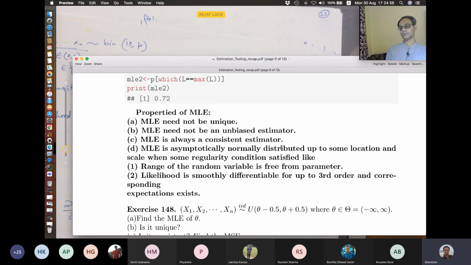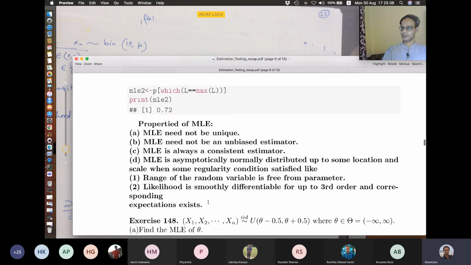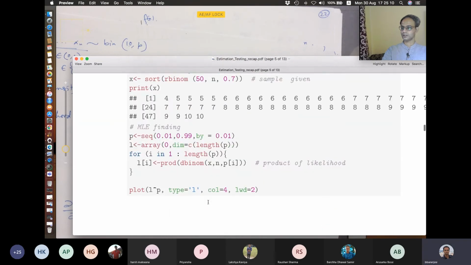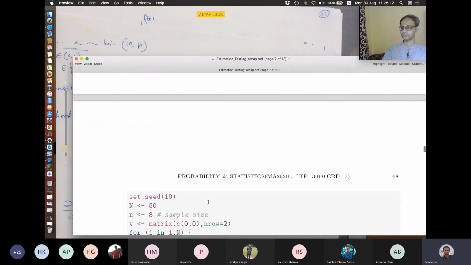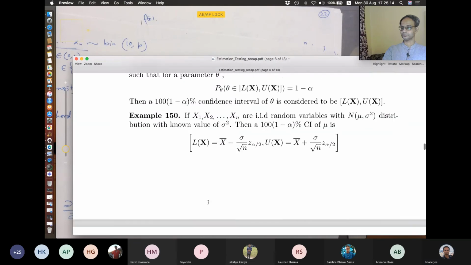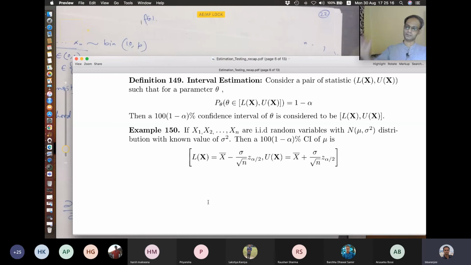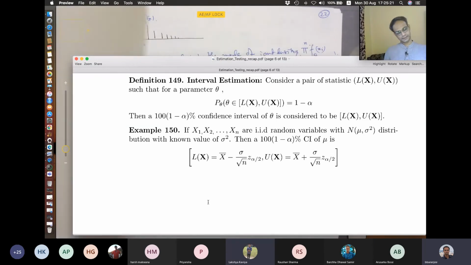And the likelihood is smoothly differentiable up to third order. This is also an important aspect for having that normality. Okay, so these are all about MLE. Now I think we can move to interval estimation.